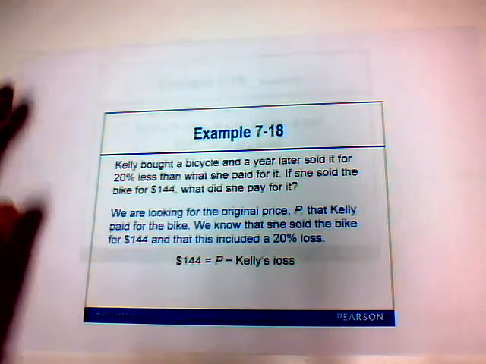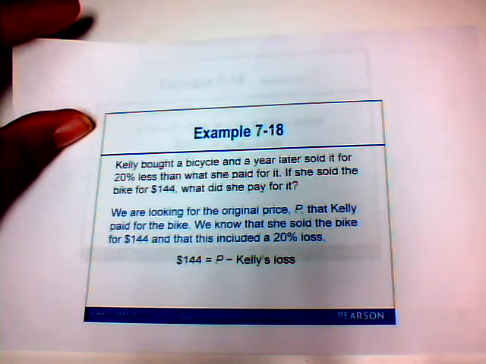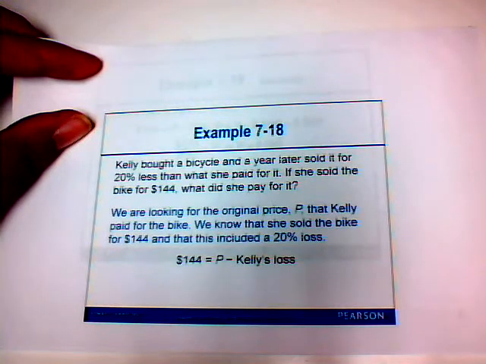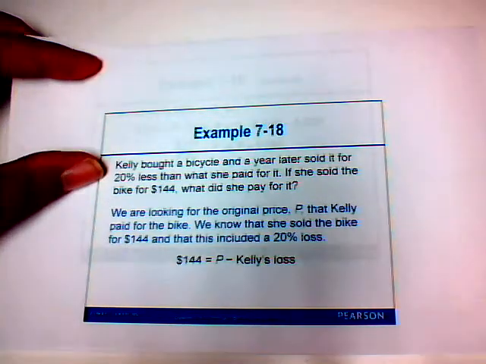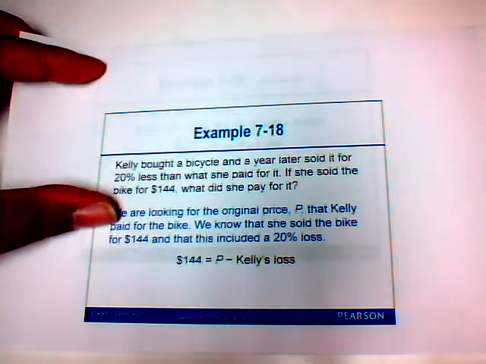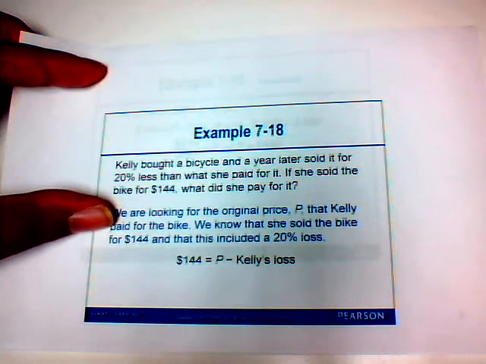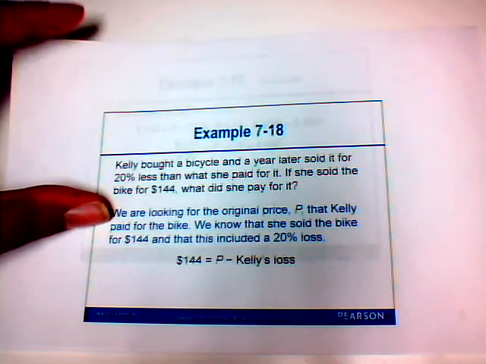Okay, here's another example. Kelly bought a bicycle and a year later sold it for 20% less than what she paid for it. If she sold the bike for $144, what did she pay for it? Now here we're looking for the original price, which we'll call P, that Kelly paid for the bike. We know that she sold the bike for $144, and this included a 20% loss.